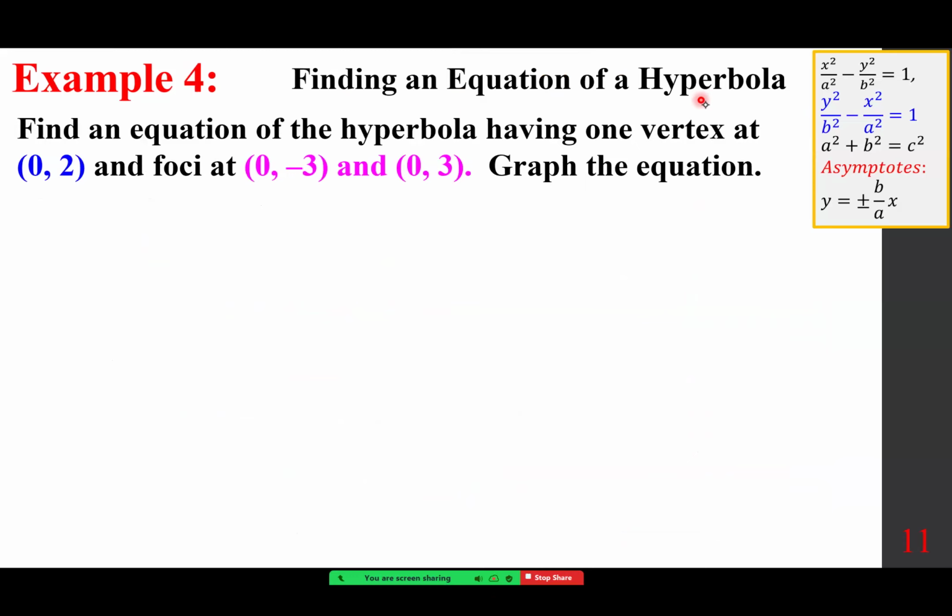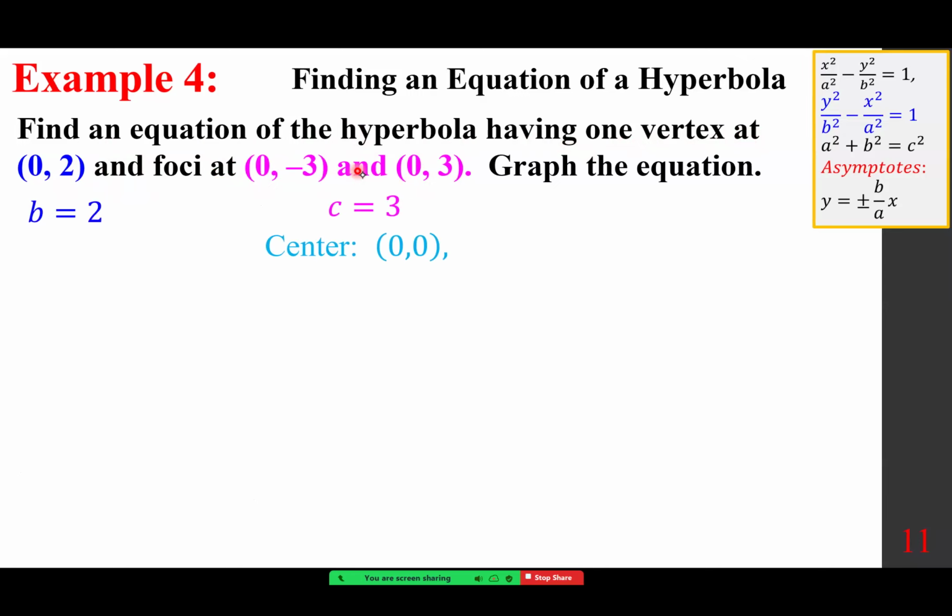Finding an equation of a hyperbola. So what is given? Find an equation of a hyperbola having one vertex at 0, 2, and foci at 0, negative 3, and 0, 3. Because of the way it's given, clearly it is giving us the center, because the center is between these two. So this tells us the center is 0, 0. This tells us b is 2. This also tells us c is 3.